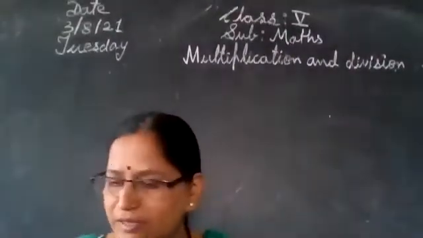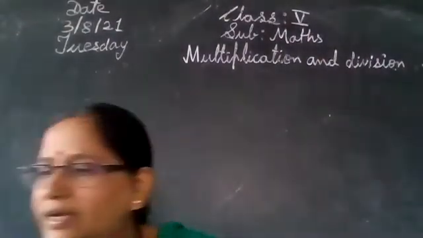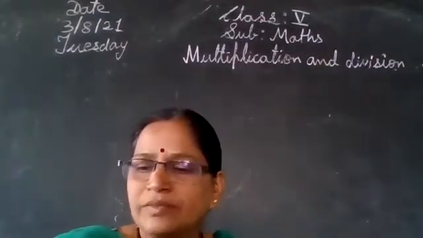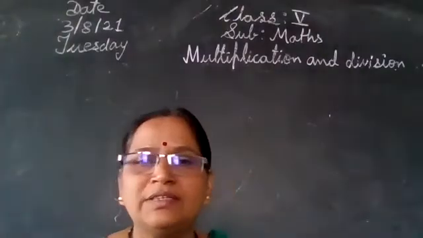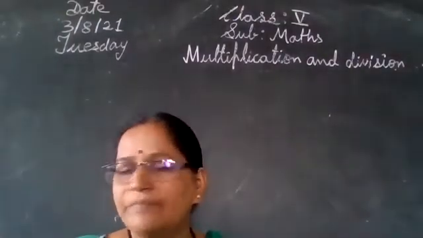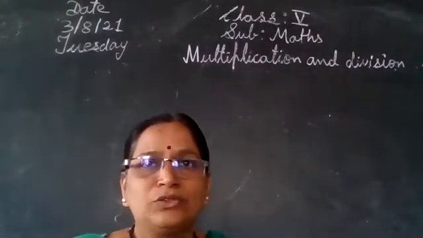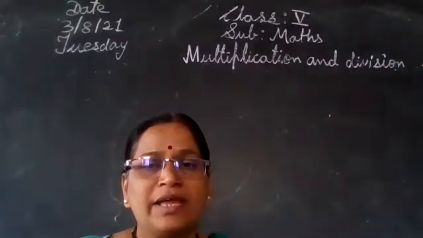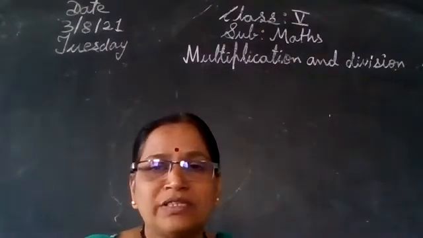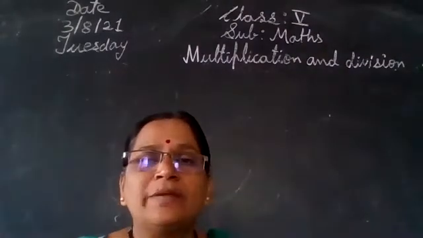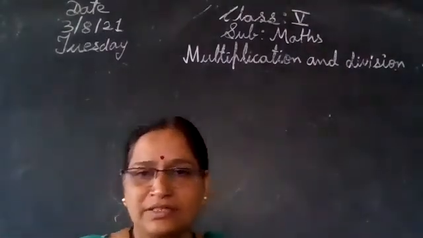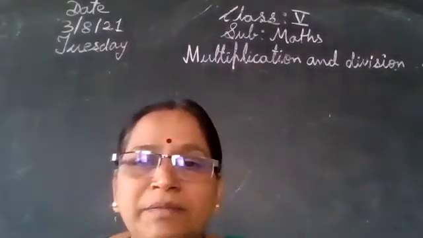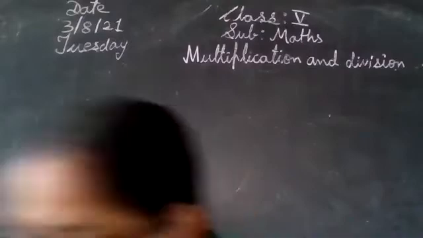So let us start a new lesson, multiplication and division. It is lesson number 4, beta. In the 4th standard, you have learned how to multiply a 2-digit number with 2-digit and 3-digit numbers. Now in this class, you will be able to multiply large numbers. So for that, beta, first we will learn multiplication properties.